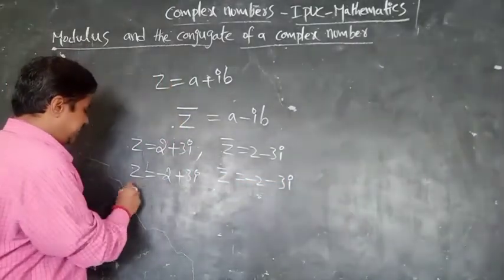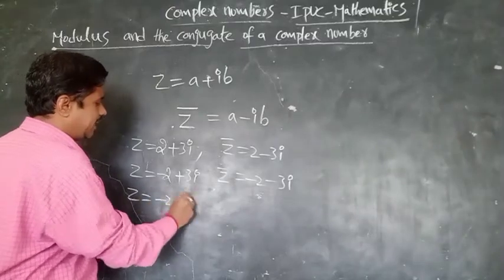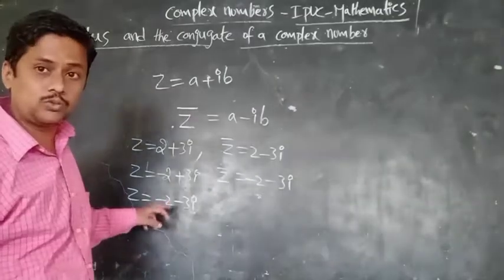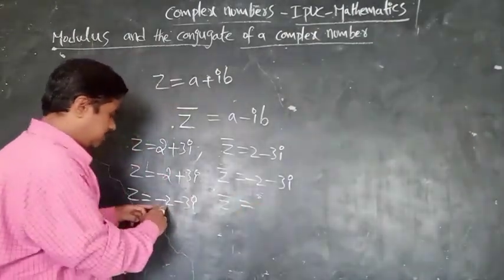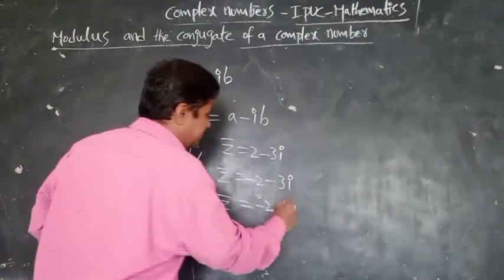Z is equal to minus 2 minus 3i. Then z bar is equal to minus 2 plus 3i.